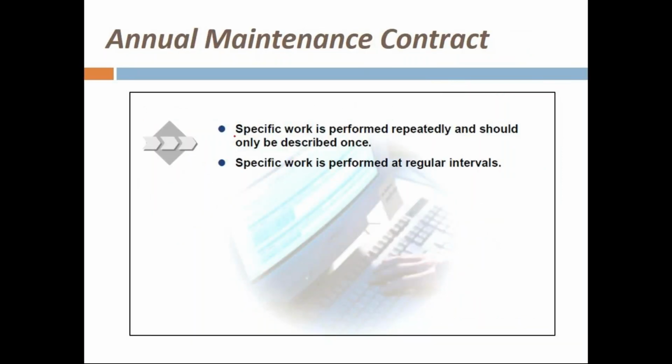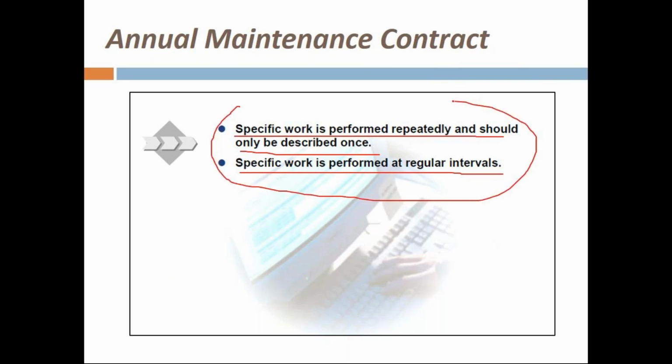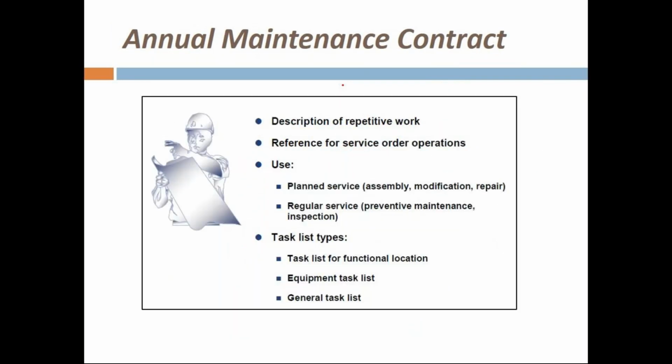Specific work is performed repeatedly and should only be described once. Specific work is performed at regular intervals. That is what is called AMC, annual maintenance contract. So how to do that in the system, we will understand. How to create this contract, what data you will maintain in the contract, how to assign the task list to the contract, all those things we will discuss.